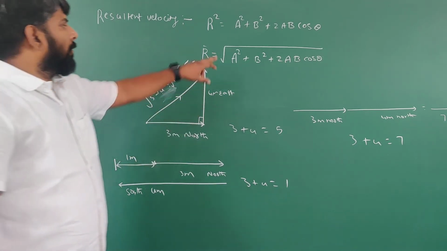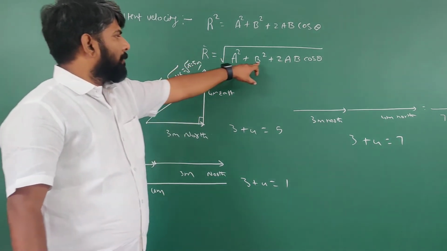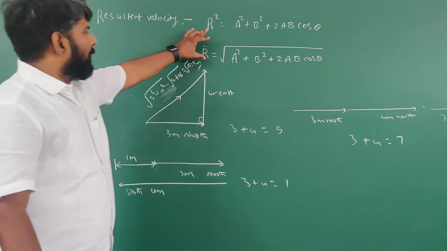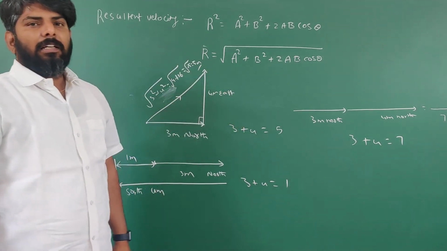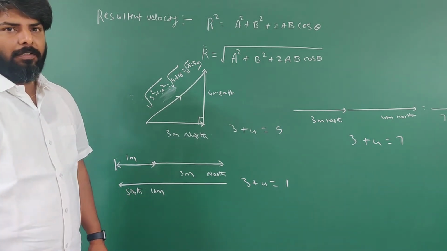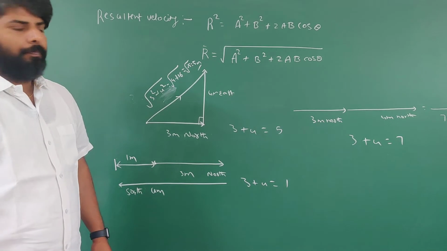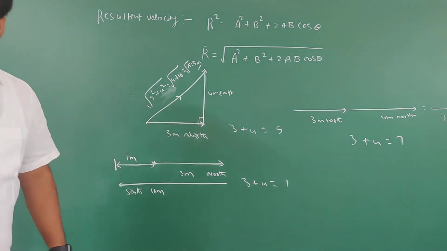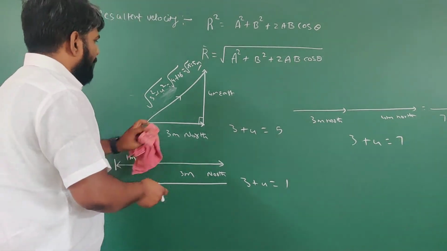Understood? And we need to follow this equation, root of a square plus b square plus 2ab cos theta. By following this only, you can get the resultant in case of adding the vectors. If you want to check it, no problem. See, in this case, simple.